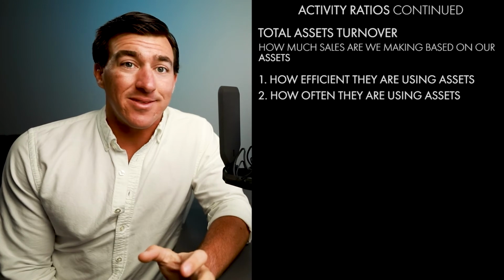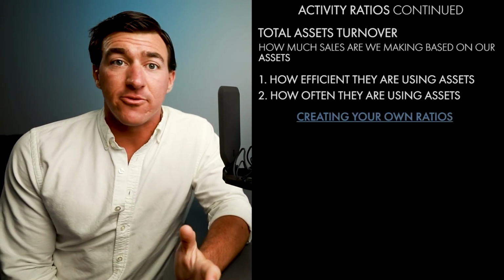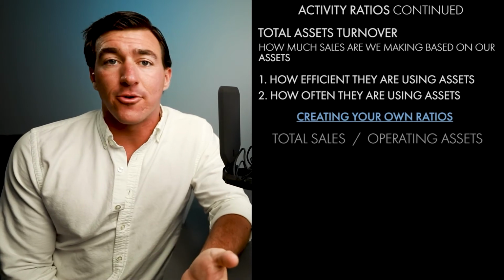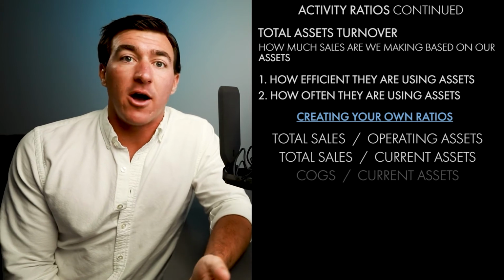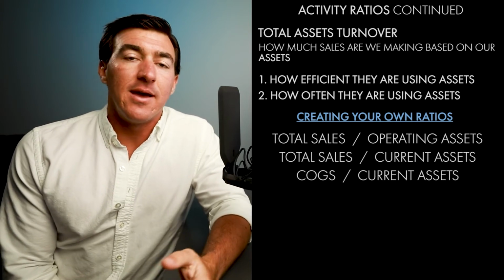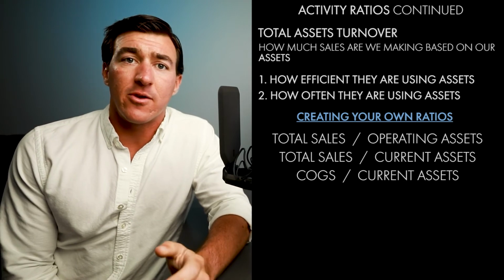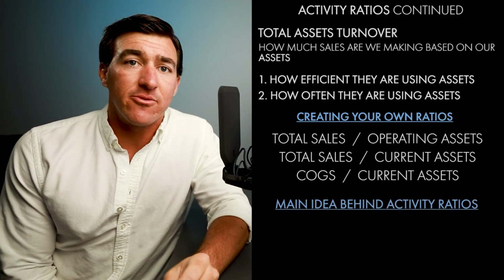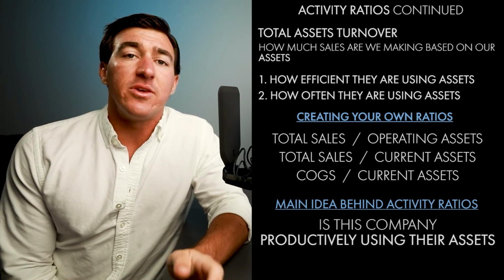Now, you can cut and slice really anything in the asset category, and you can make these exact same ratios yourself. So you can do total sales over, I don't know, your operating assets. You can do total sales over your current assets. You can do cost of goods sold over your current assets. Things like that. You can get very creative when it comes down to this. All you really have to remember is that the idea behind these activity ratios is finding out some way, somehow, whether this company is productively using their assets.